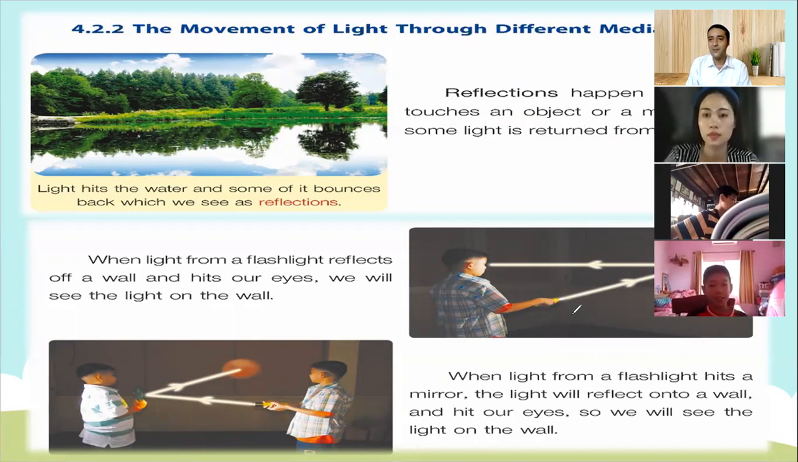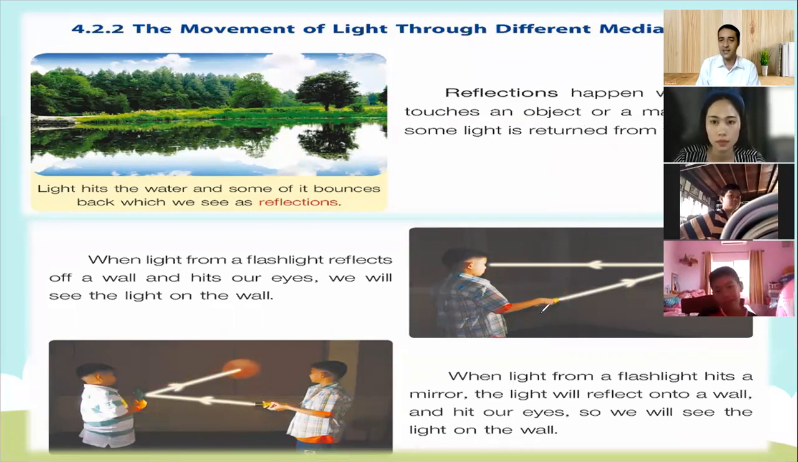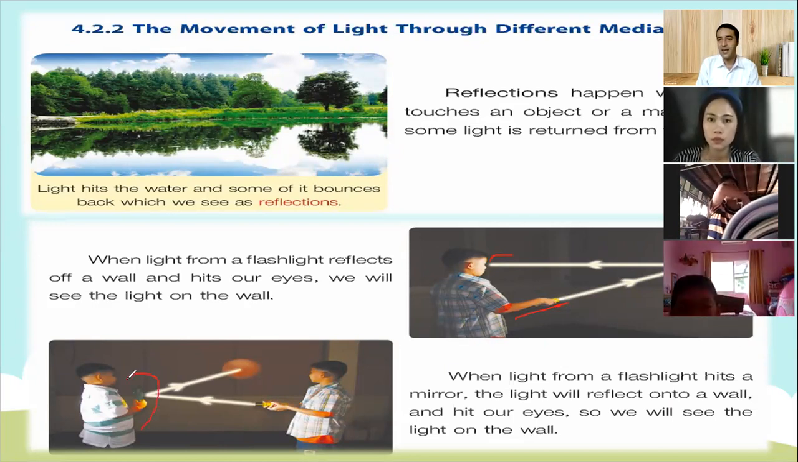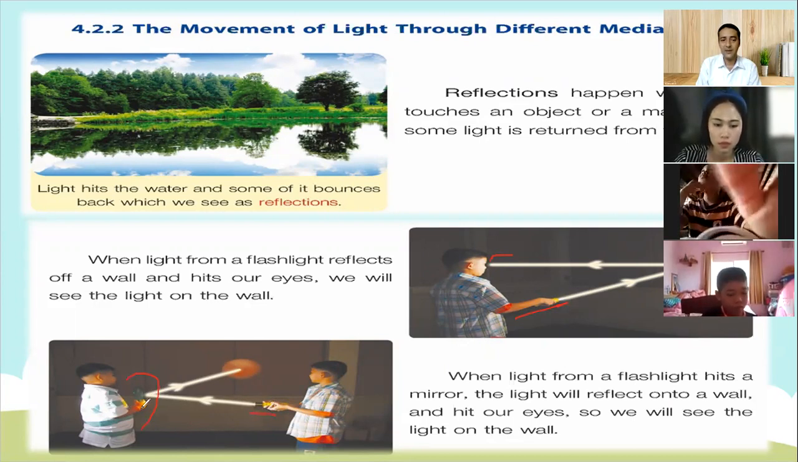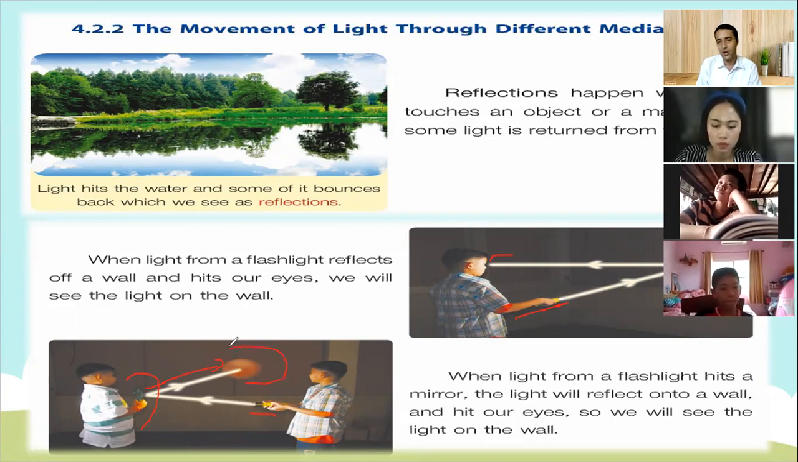In the example here, the light from the flashlight is released from here. When it hits the wall, with the same angle after hitting the wall, it returns towards our eyes, so we can see the light on the wall. In another example, if you are holding a mirror and the flashlight is pointed toward the mirror, when it hits the mirror, the light reflects towards the wall, so we can see the light on the wall.